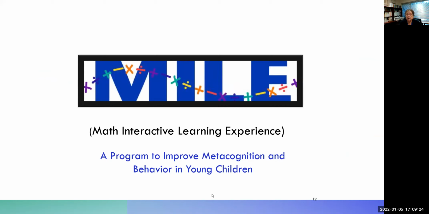We then developed a program to improve metacognition and behavior in young children, which we call MILE, or the Math Interactive Learning Experience. We chose to focus on mathematics because this is an area that is frequently impaired in alcohol-affected children. They frequently have impairments across the board in terms of their academics, but most of these are consistent with their overall ability level. Mathematics, however, frequently is specifically impaired even when other elements of learning are preserved.